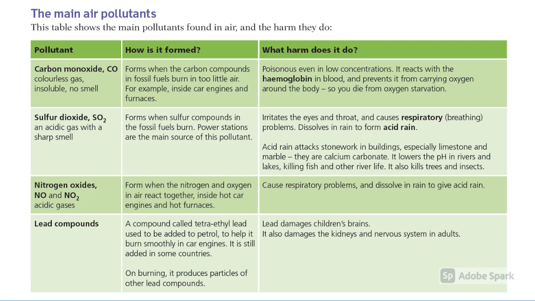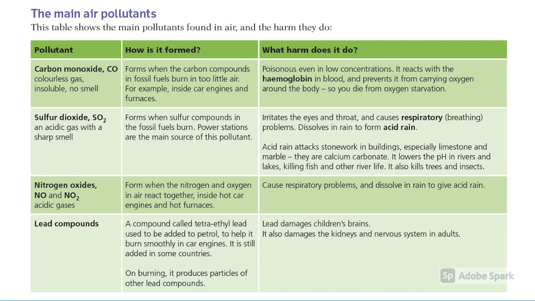It dissolves in rain to form acid rain. Acid rain attacks stonework in buildings, especially limestone and marble, as they're made of calcium carbonate. But it can also lower the pH in rivers and lakes. It can kill fish and other river life. It also kills trees and insects and destroys soil.